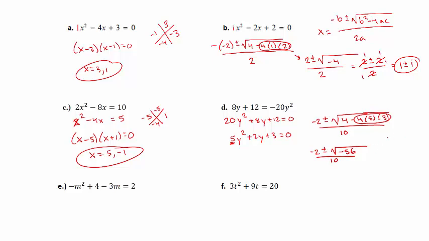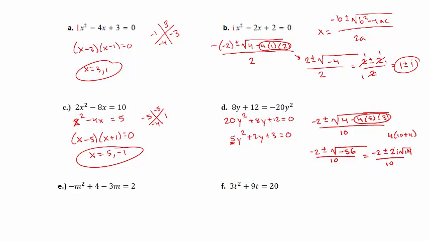Now, I believe 56 is 4 times 14. Let's check. So you get 40 and 16, and that is 56. So you can break 56 down. So we'll have plus or minus. It would be 4 and 14, so that would be 2i root 14, and that's all over 10.